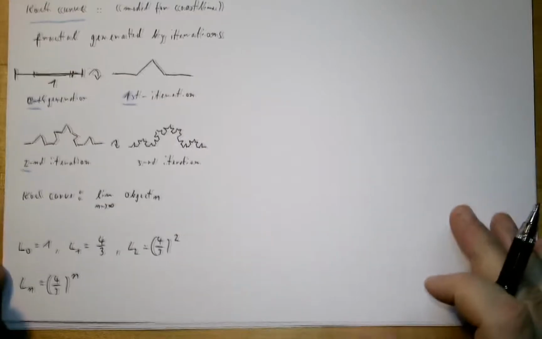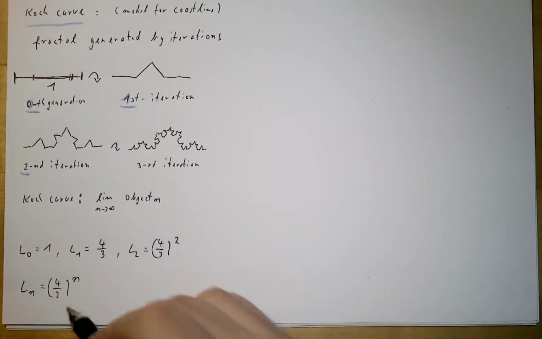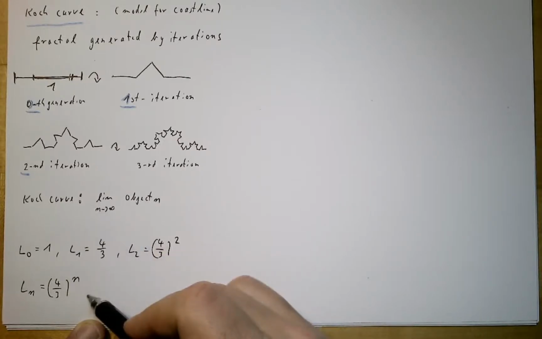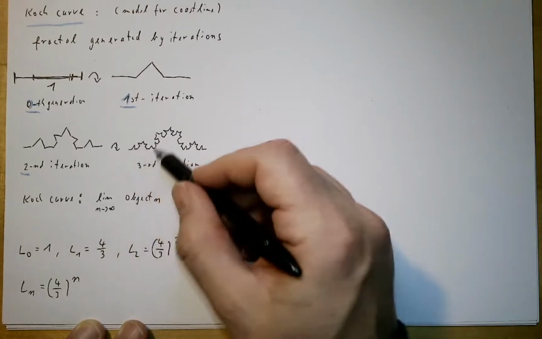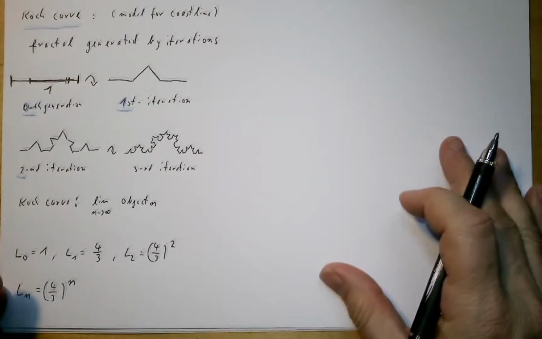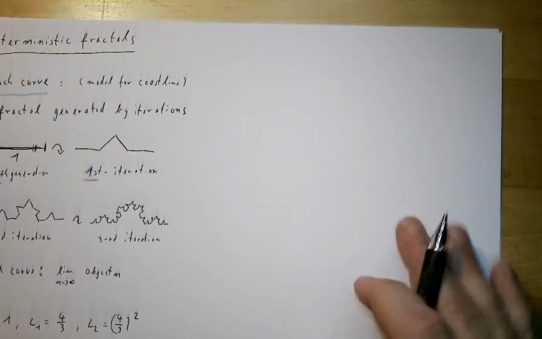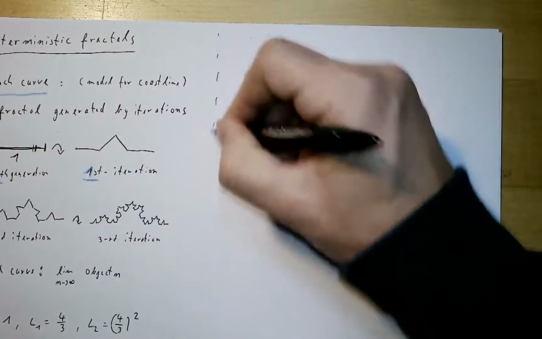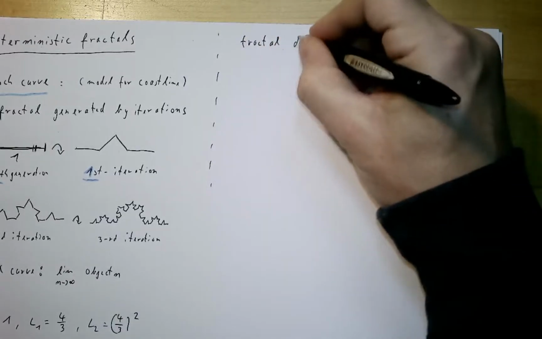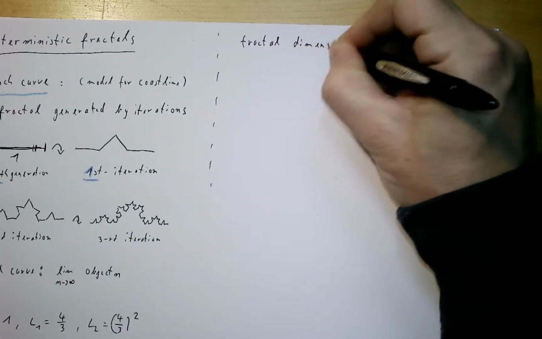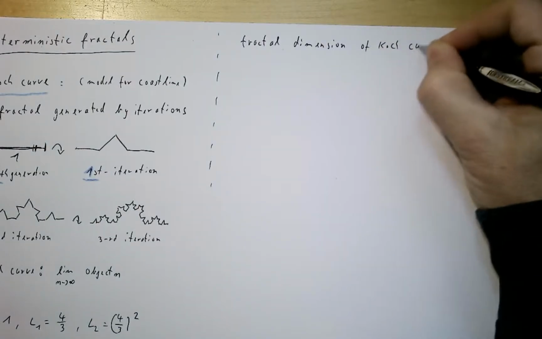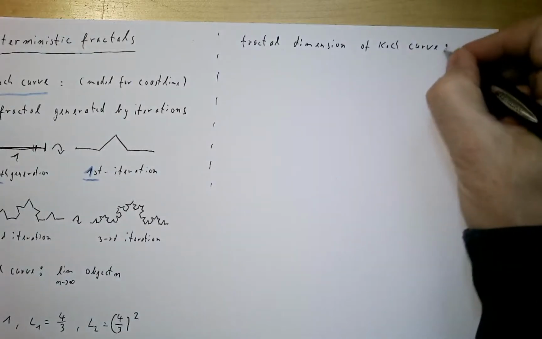Now if you take the length of the Koch curve, the limit of this to infinity is not defined. So the Koch curve is a geometric object which has infinite length. And then we can now see how we can calculate the fractal dimension of the Koch curve. So how do we calculate this?